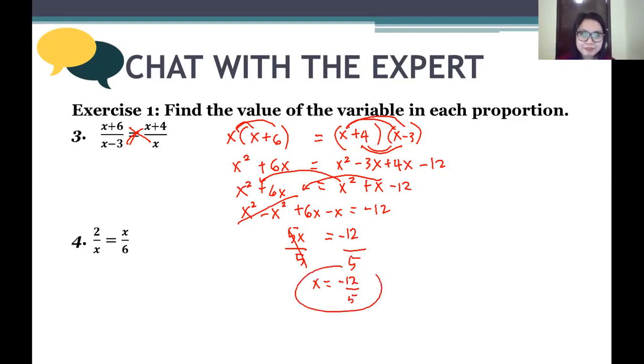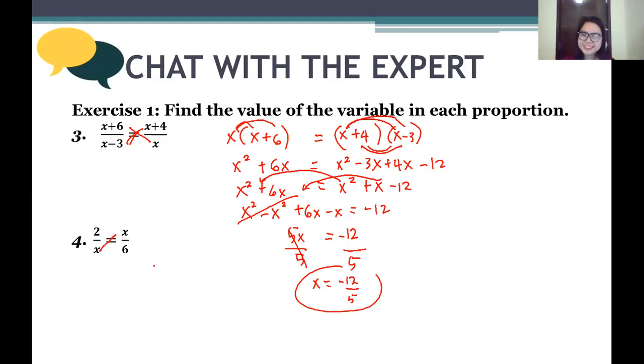Let me see. Oh, very good. Gaya got the correct answer. Negative 12 over 5. Let's go to number 4. Anyone has the answer to number 4? Very good. That's plus and minus square root of 12. But Tatiana, remember in the radical lesson, you can still simplify square root of 12. X equals 3.